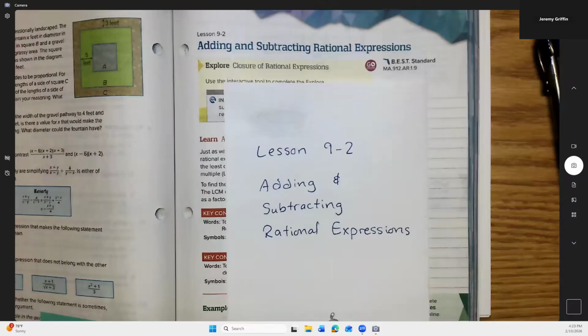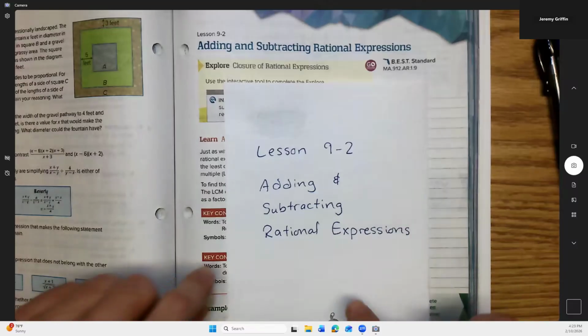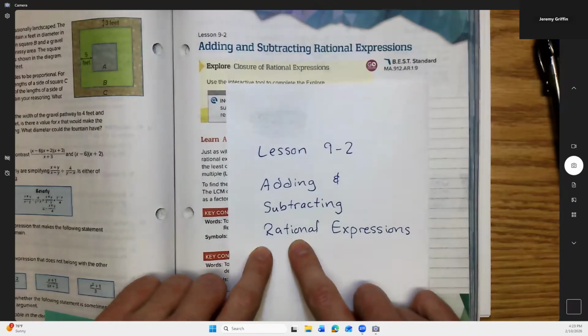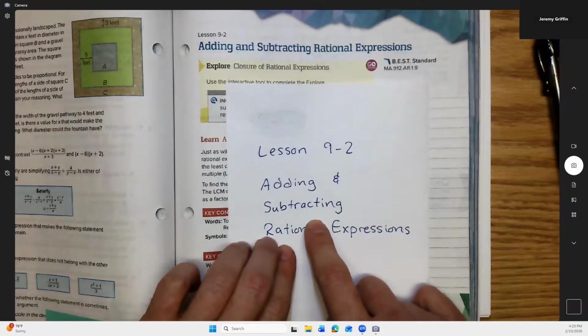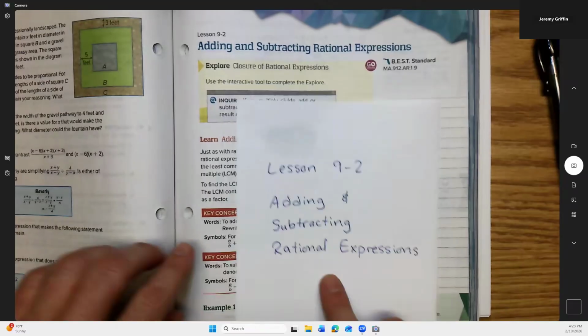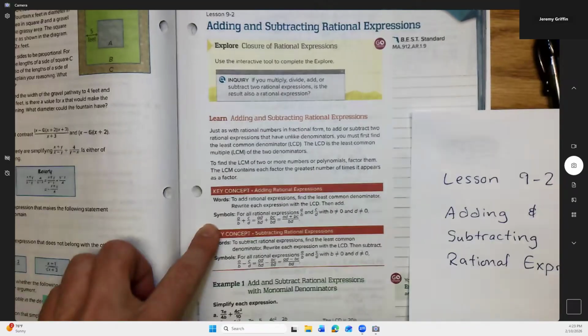Lesson 9-2, adding and subtracting rational expressions. So we're still on rational expressions. You guys remember rational ratio here, right? So we're talking about fractions. We had fractions of polynomials.